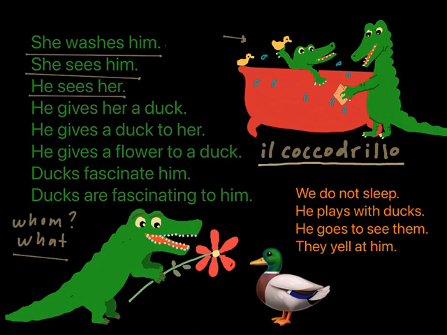All right, next one. He gives her a duck. In this case, you have more than one object here. He gives her a duck. What literally receives the action of the verb? It is actually a duck. Strangely enough, it is the duck, because he doesn't give her, he gives the duck.